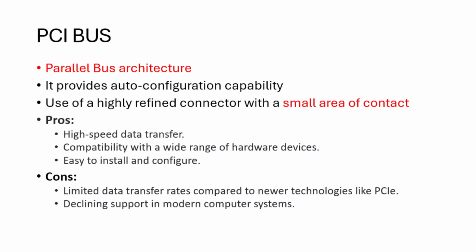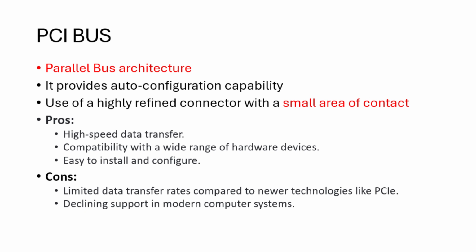And then is the PCI bus. The PCI bus is a parallel bus architecture. It provides auto configuration capability and uses a highly refined connector with a small area of contacts. So it makes the PCI bus a high frequency bus. The pros of the PCI bus are that it has higher speed data transfer than the ISA, compatibility with a wide range of hardware devices, and it is easy to install and configure.